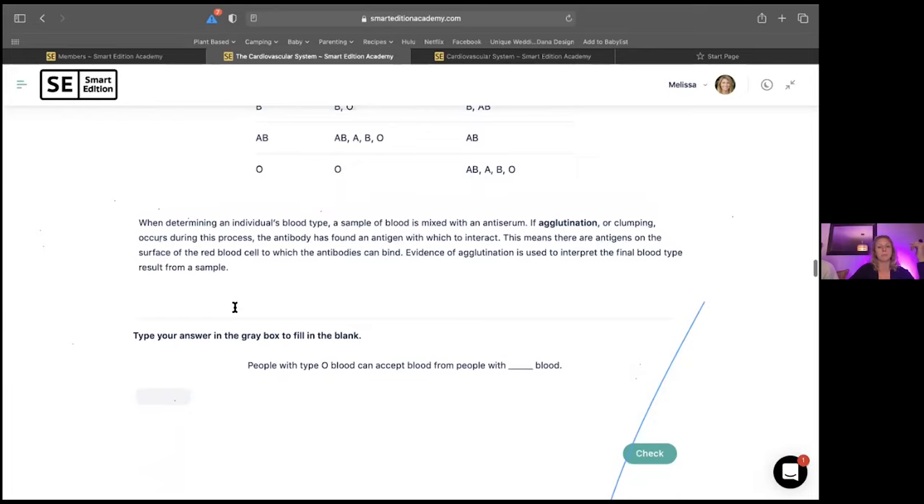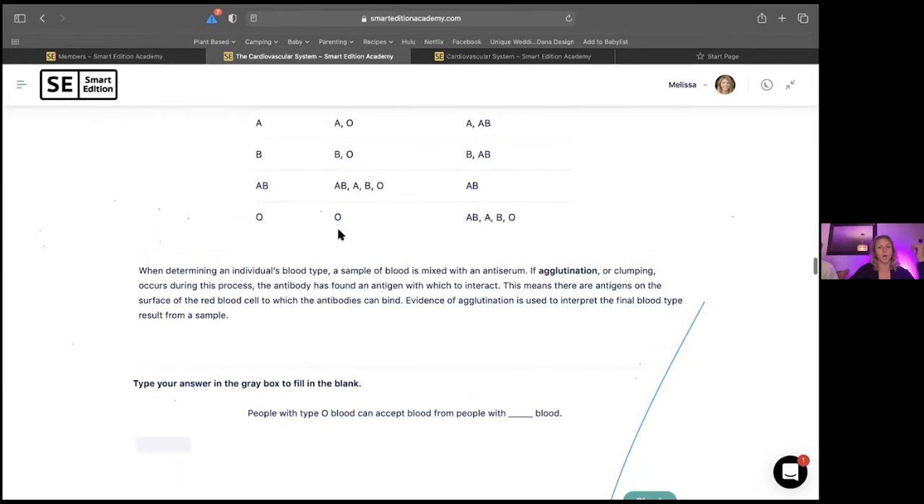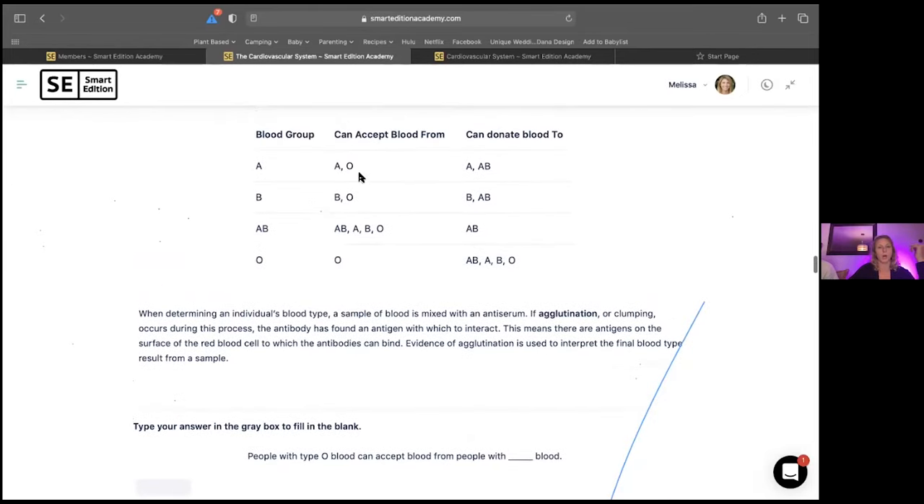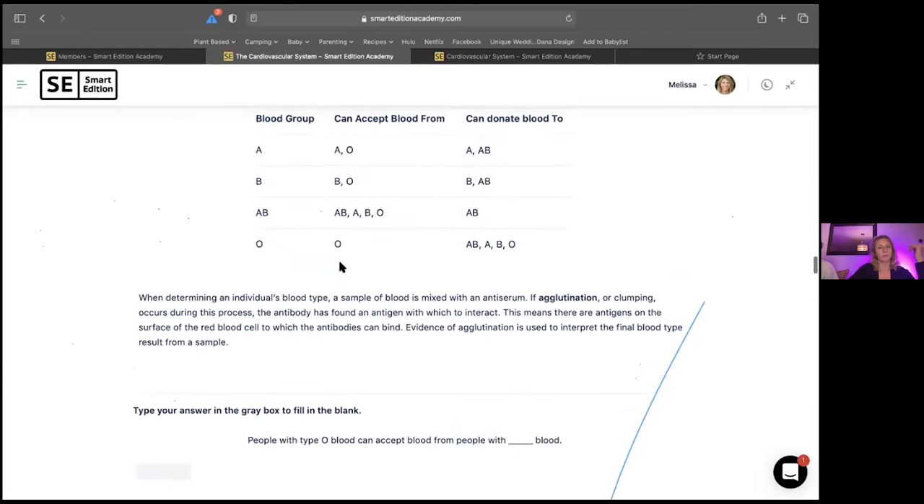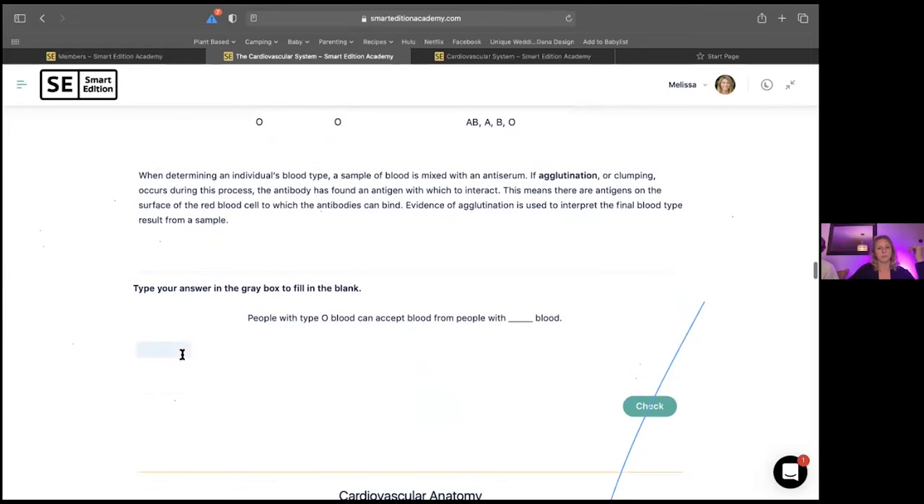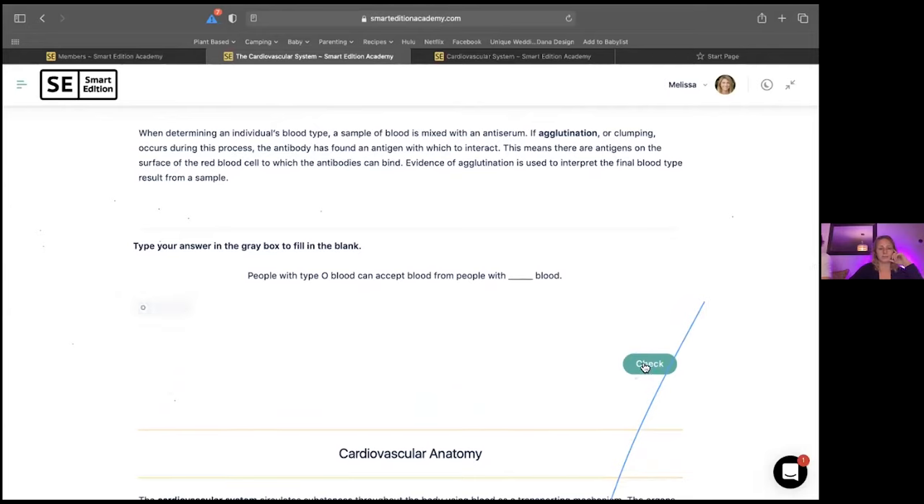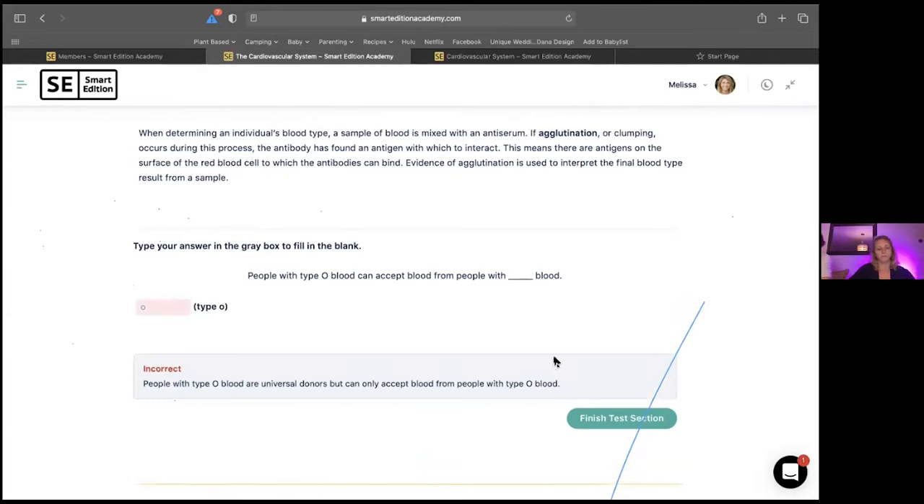So they can accept blood from people with O blood. But they're a universal donor. They can donate to all the other blood groups. All right. It's not true unless you put it in the box and it says yes. So let's see if I'm right. Oh, capital O. I'm sorry. But so that is correct.